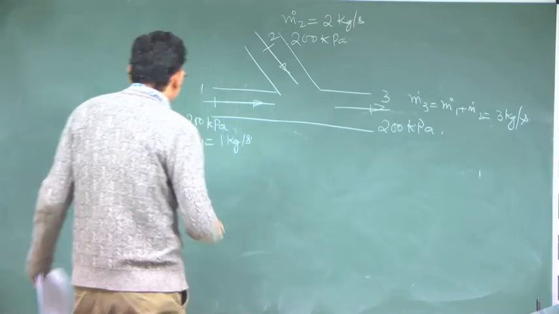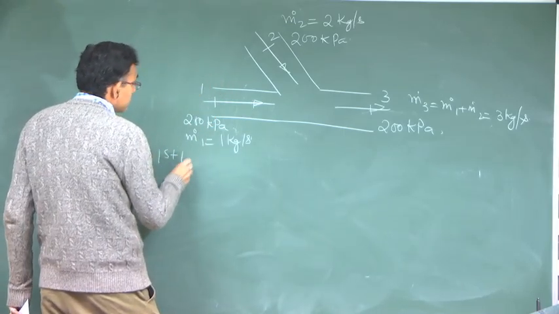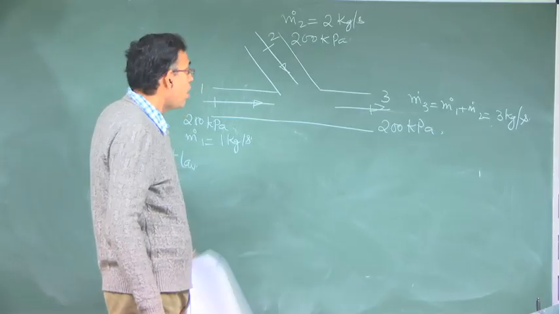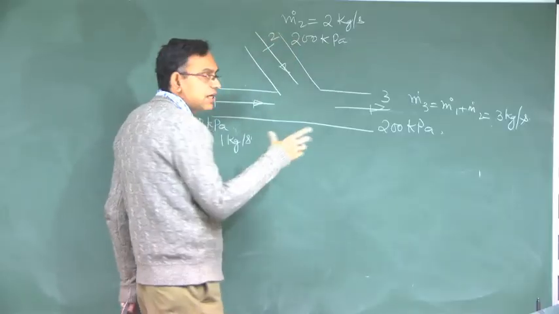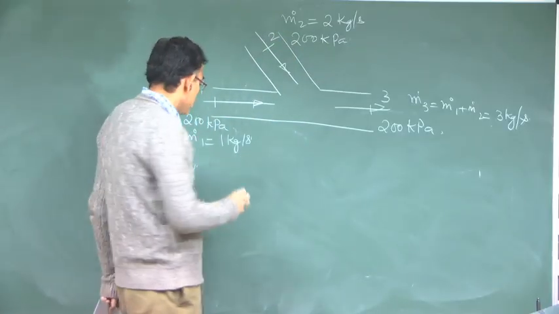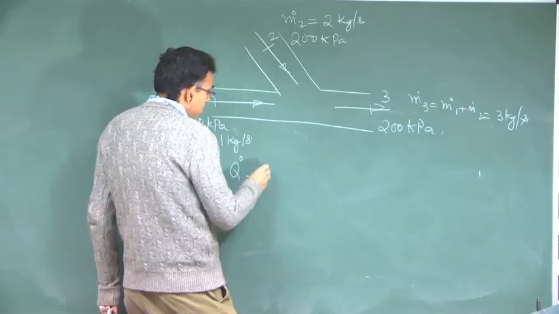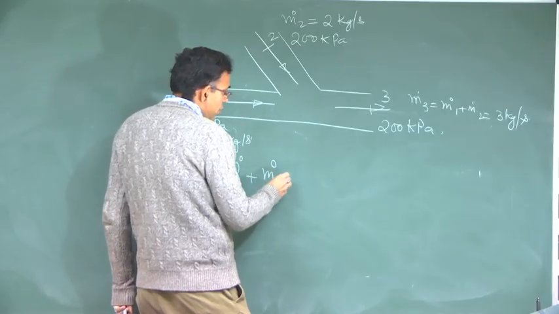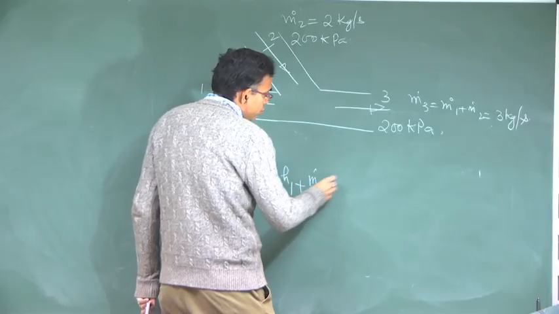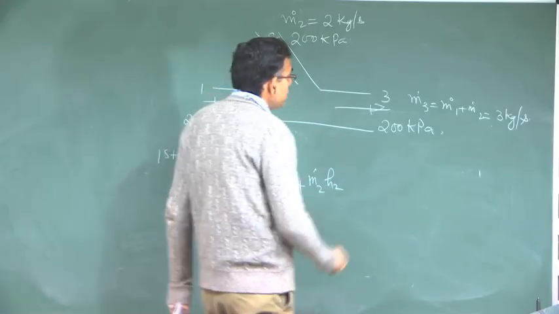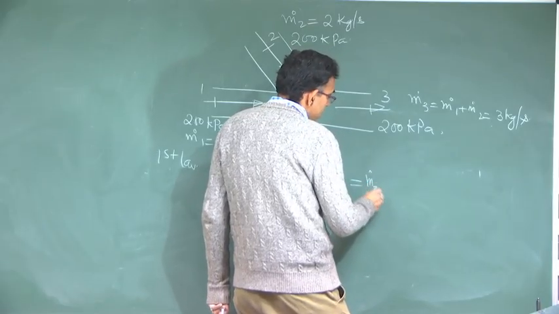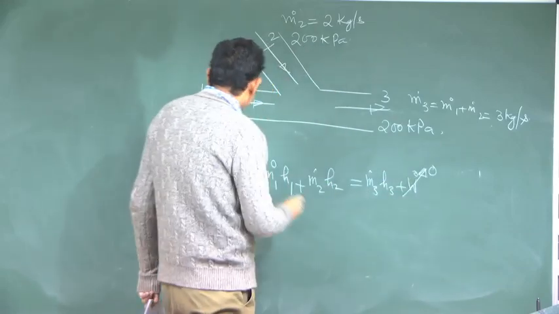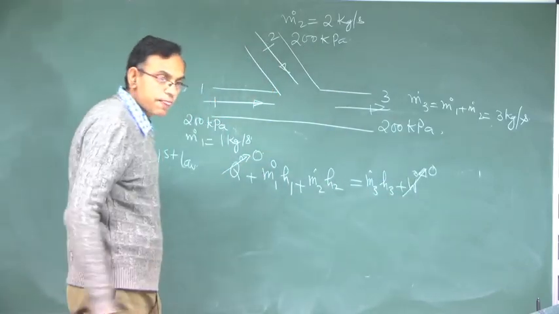Now, you apply the first law. There is no net heat transfer, right. The entire thing takes place in a box which is insulated. So, Q dot, which is 0, plus summation of m dot i h i, that is m dot 1 h 1 plus m dot 2 h 2, is equal to m dot 3 h 3 plus W dot. There is no work here, and it is insulated, so there is no heat transfer.